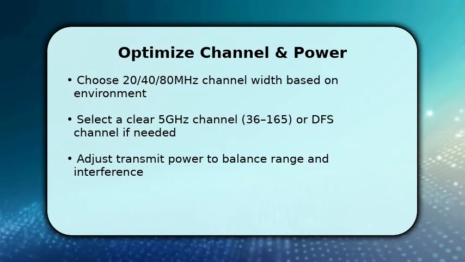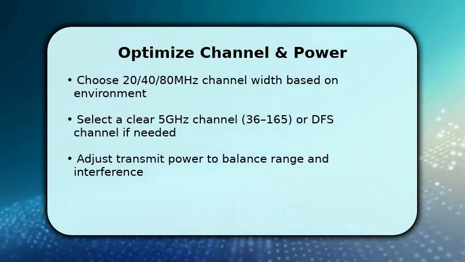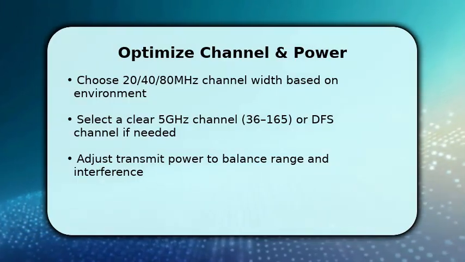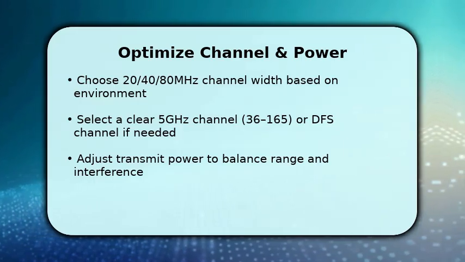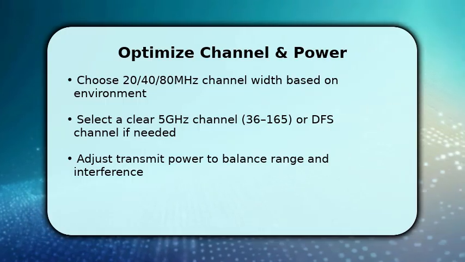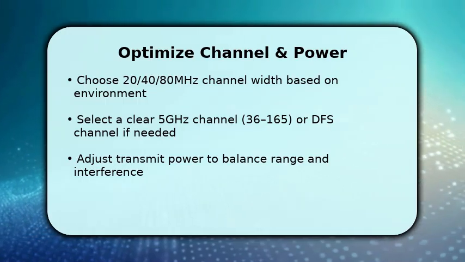Once 5 GHz is active, you optimize channel width and power to get reliable performance. Start by testing 20, 40, or 80 MHz widths. Wider widths increase speed but risk interference. Choose 80 MHz only when neighbors are sparse.